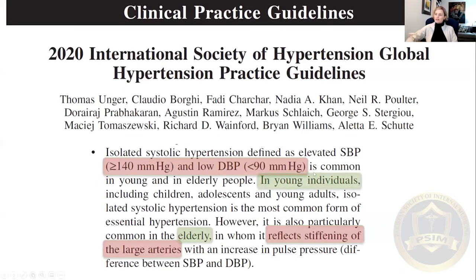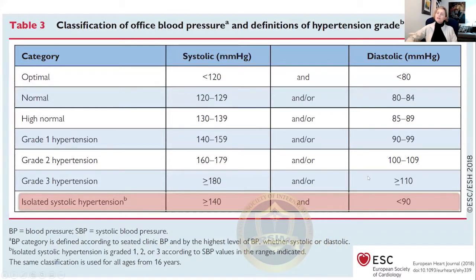And then we will discuss a bit about the two different groups, the young and the elderly, where we see this most commonly occurring. Also here in the European guidelines, I've extracted this from their guidelines. It's also included in a table where you see clearly the classification of office blood pressure and the definition. So yes, it's the same classification as in the International Society of Hypertension guidelines: 140 and lower than 90, which is of course different from grade 1 hypertension.